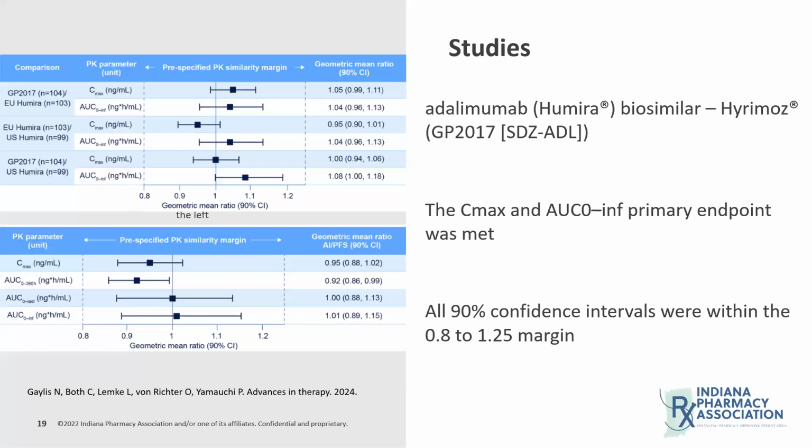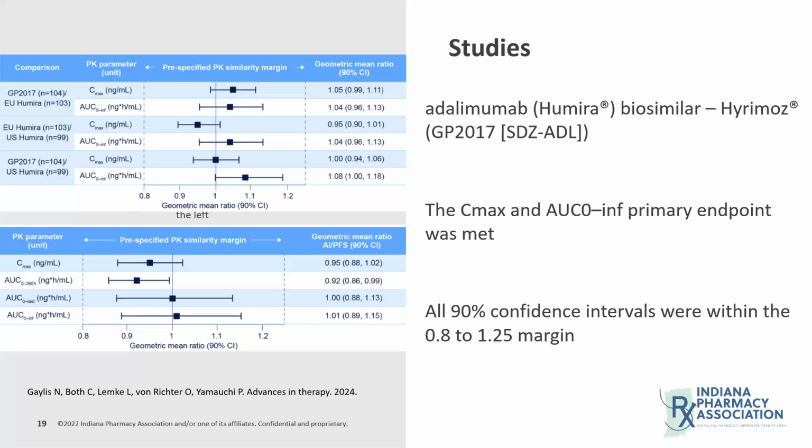So just an example here, if they're looking at Cmax and it looks like the confidence interval was 0.88 to 1.02. If the lower end of that confidence interval was 0.79, that would have been crossing that 0.8, so that would not have been good. Or if the upper end of that confidence interval was 1.3, that would be crossing the margin of 1.25. So again, we don't want it to cross those margins.